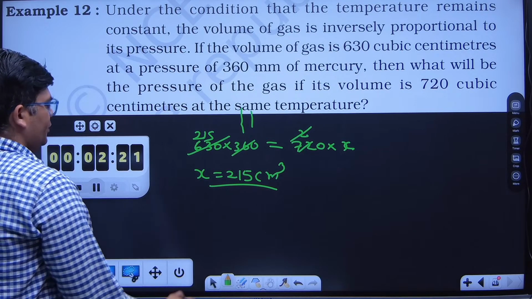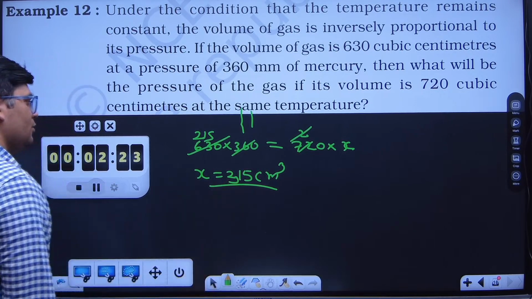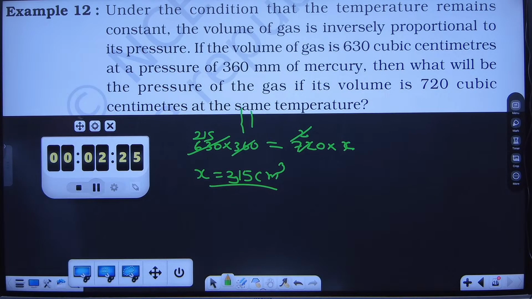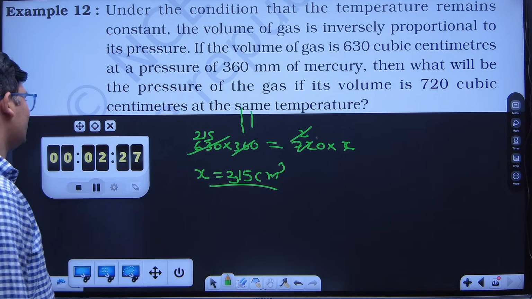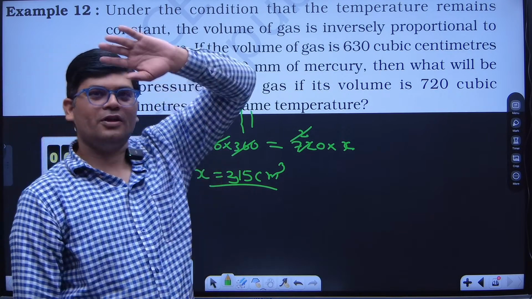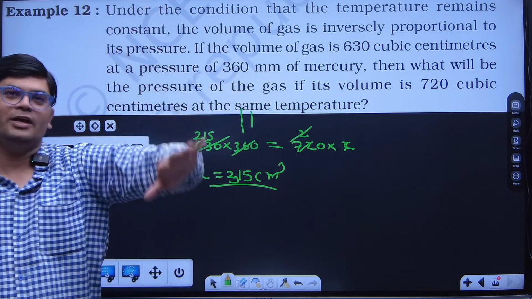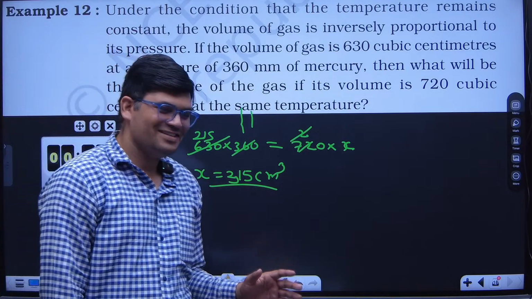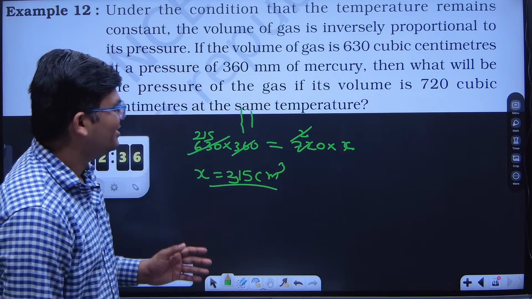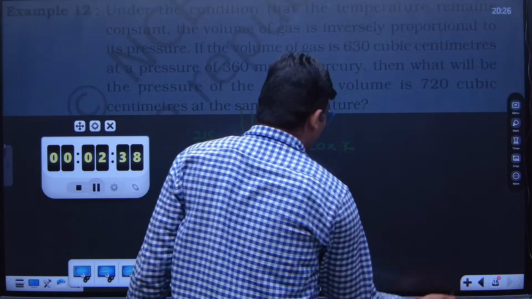Sorry, 315. Sir, is it not? Yeah. Sorry, my calculation mistake. It's okay, you were not doing any mistake, so I have done it from my end. The mistake has to be there. If there is no mistake, then no learning will happen.